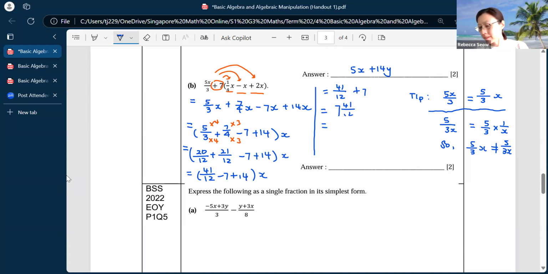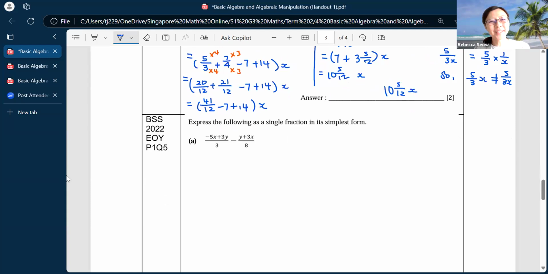41 out of 12, if I were to work it out, I will get 3 wholes, 5 out of 12. So 7 plus 3 wholes, 5 out of 12, I will end up with, pardon me, 10 wholes, 5 out of 12. Oh, okay, I will need to include my x. You see, I had actually accidentally left out x as I worked it out. So my final answer is 10 wholes, 5 out of 12 x. I would say this is more of a tricky question requiring a lot of focus.